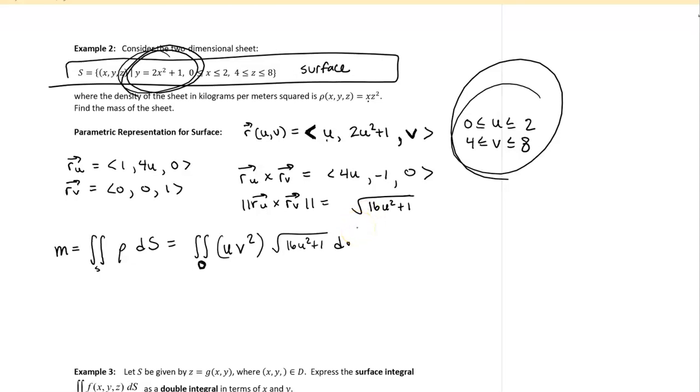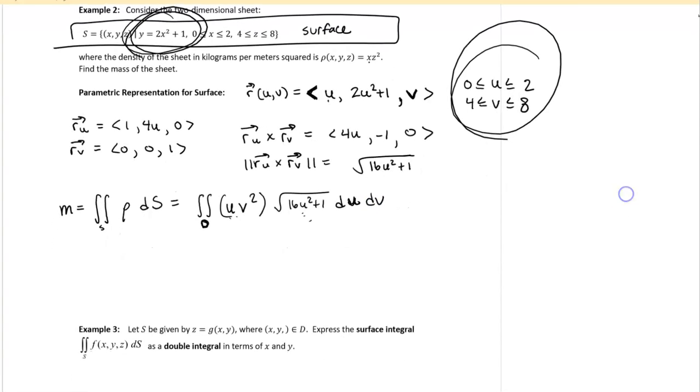Let's make the decision. Which one are we going to want to do first? I think we probably want to get through the u stuff. It doesn't actually matter. I'll just do du dv, whatever. So we can write our bounds then. So that would be the integral from 4 to 8, integral from 0 to 2 of uv squared square root of 16u squared plus 1 du dv.